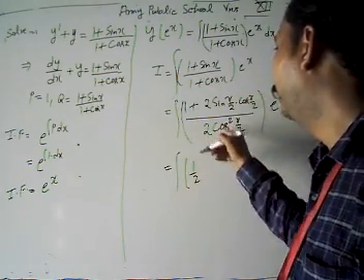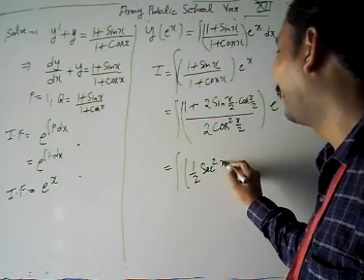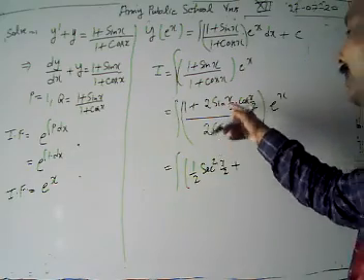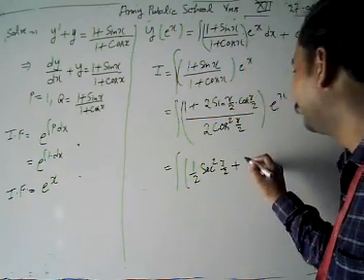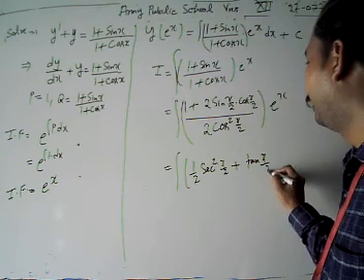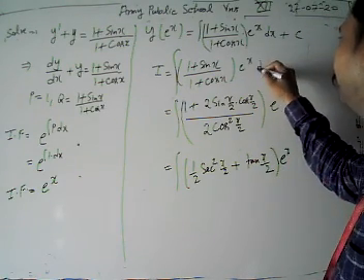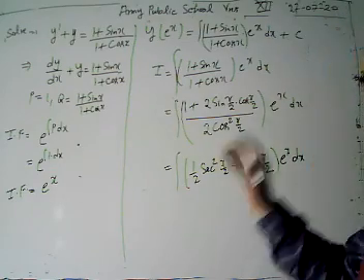1 by 2, 1 upon cos is what? Sec square x by 2, plus here 2 cancel, cos cancel, then sin x by 2, cos x by 2 what? Yes, we have tan x by 2, and this is e to power x dx.